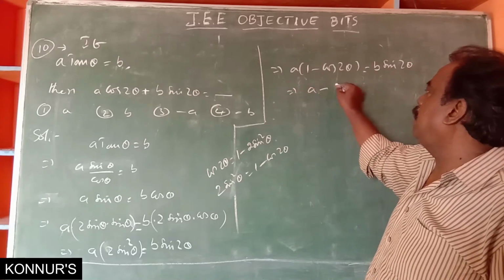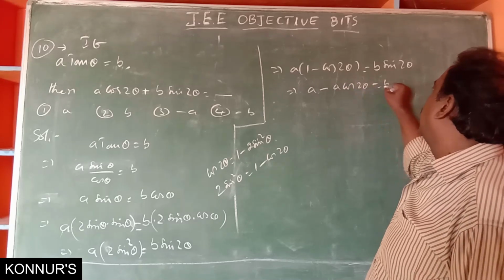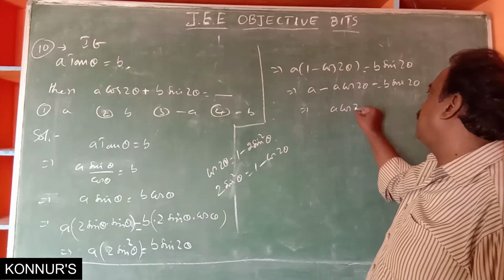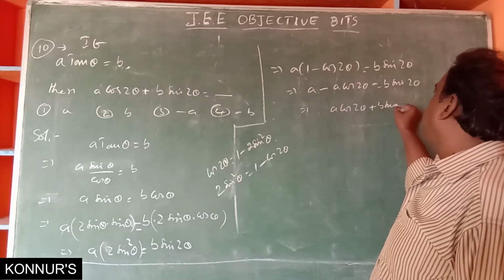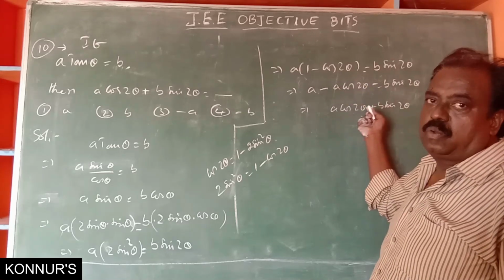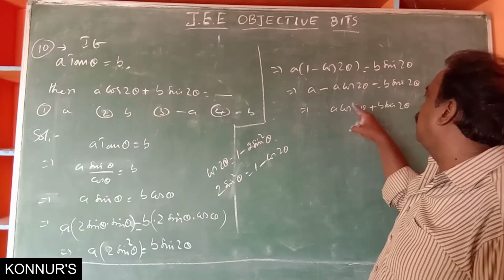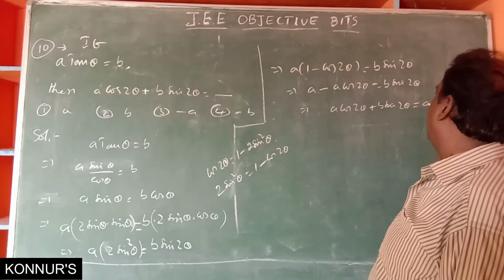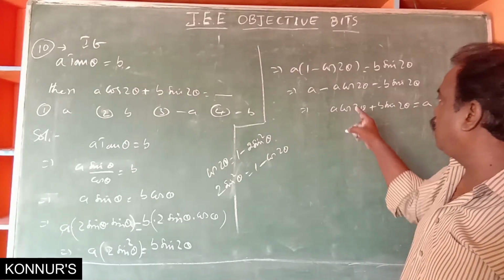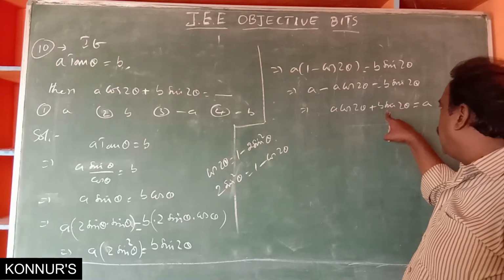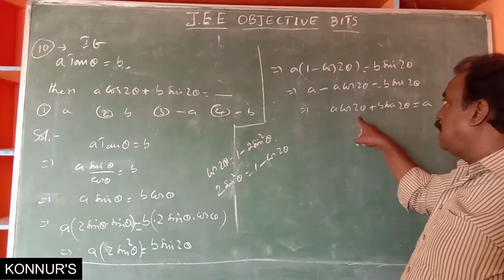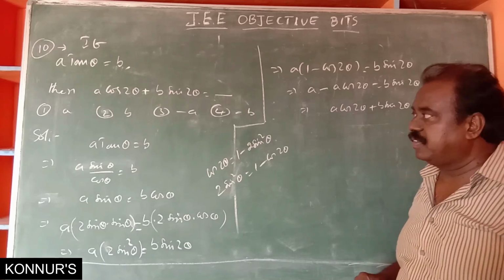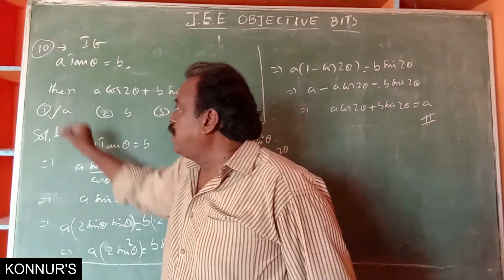So here it was a minus a cos 2 theta equals b sin 2 theta. So it is a cos 2 theta plus b sin 2 theta. Goes to that side, minus becomes plus: b sin 2 theta plus a cos 2 theta is equal to a only. Okay? Is it clear? So its answer is a. That is the first option. Okay? Is it clear?